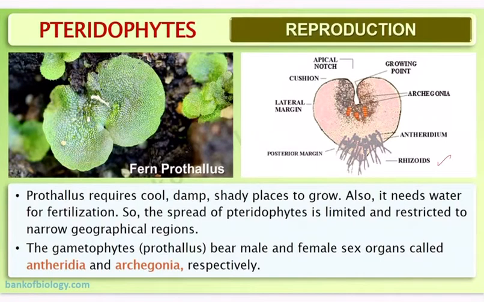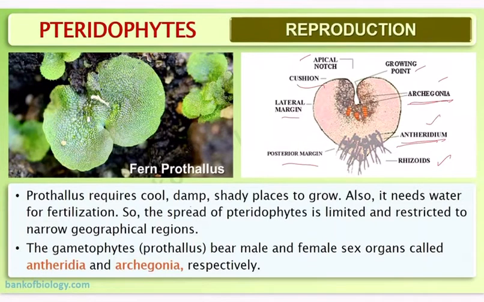Look at that, prothallus, heart-shaped it is. Very beautifully shaped, heart-shaped structure, right? And then, when we analyze this prothallus, we see the presence of rhizoids, root-like structures, and then there is the presence of antheridium, male reproductive organ, and archegonia, female reproductive organ. Then of course the growing point, and the apical notch, a notch-like structure, a cushioning tissue, lateral margin and posterior margin.